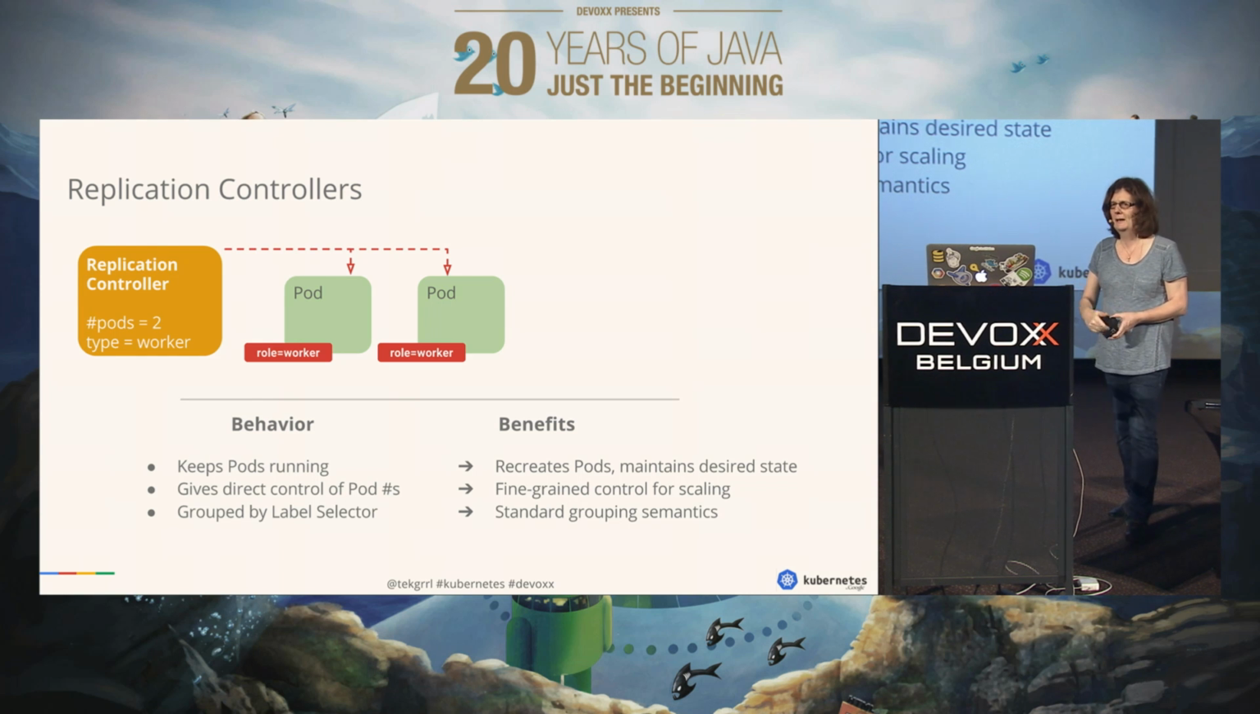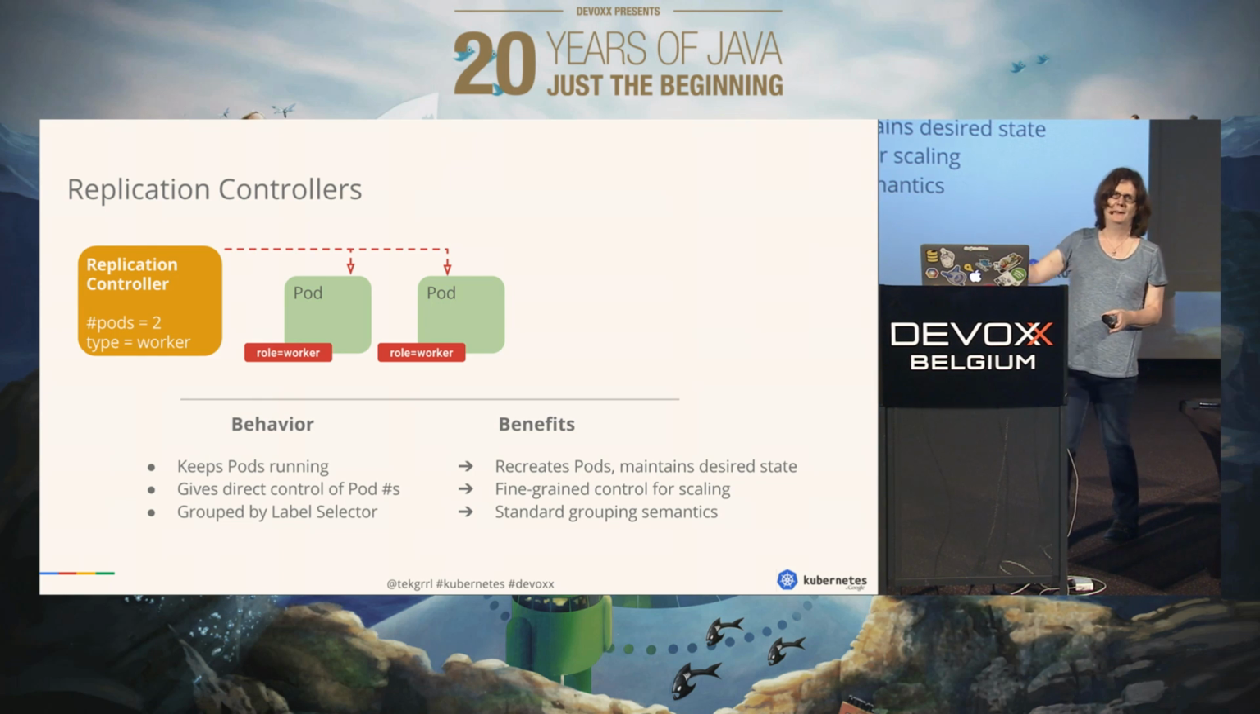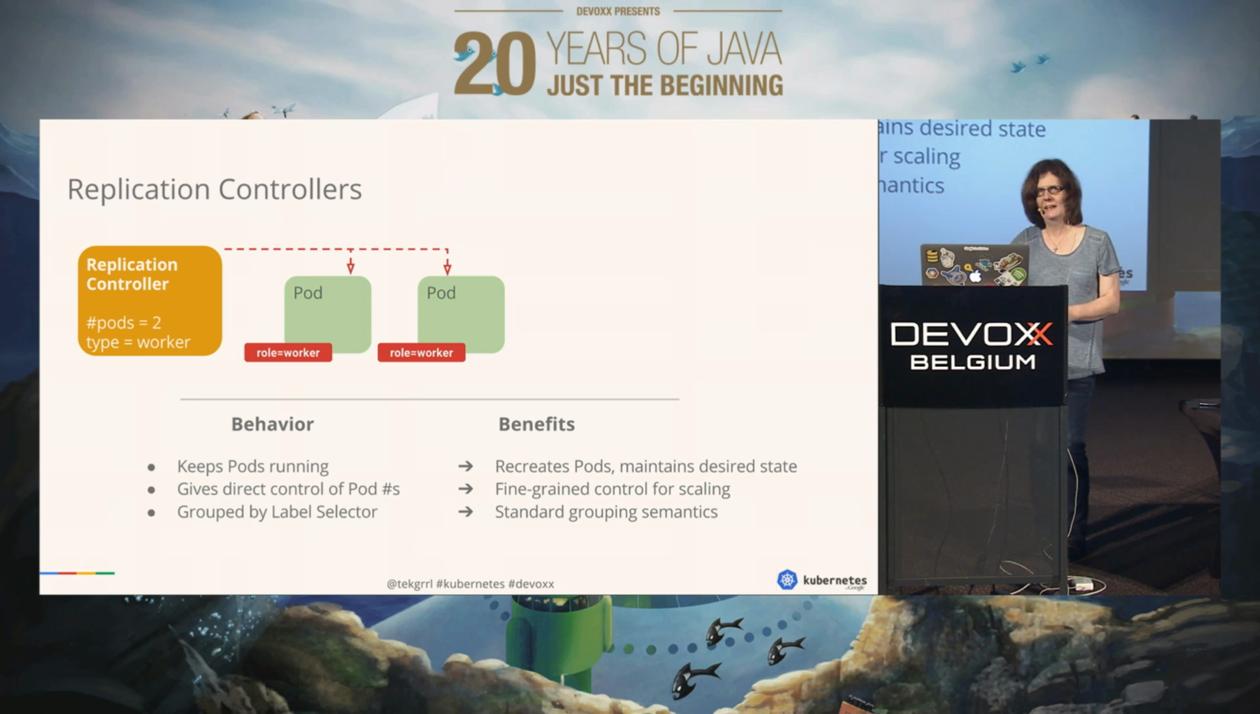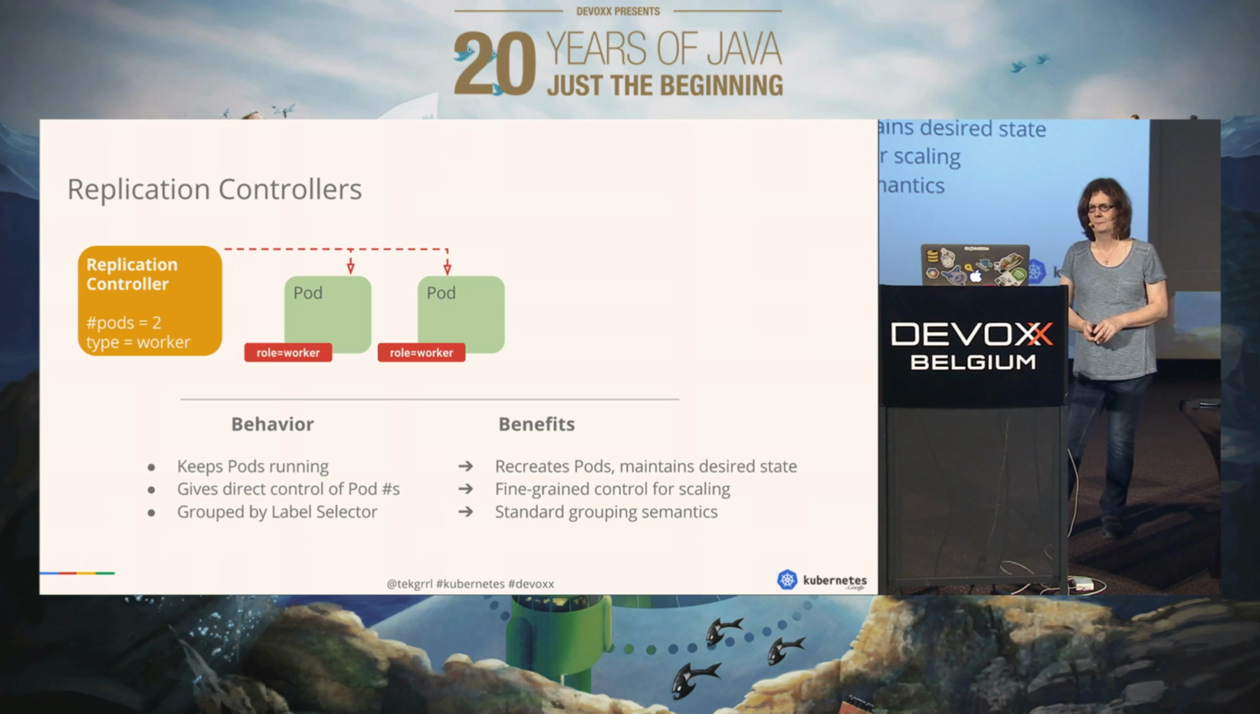So the replication controller becomes a control loop. It's continuously monitoring to make sure we have the desired state. We have 2 of these running. If we don't have 2 of them running, it will create one or remove one. And it knows how to create them because of the template.